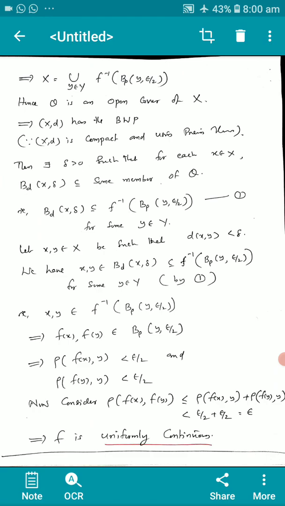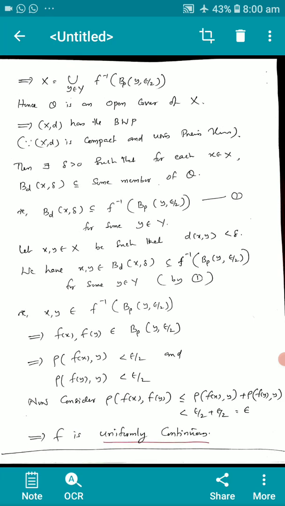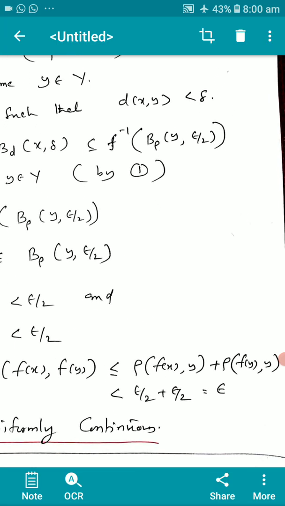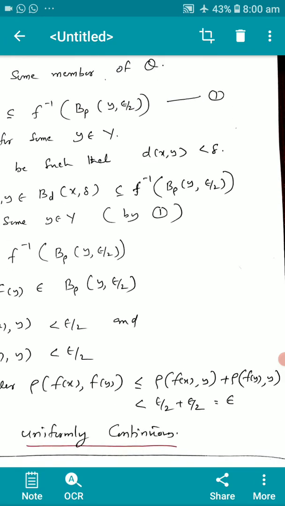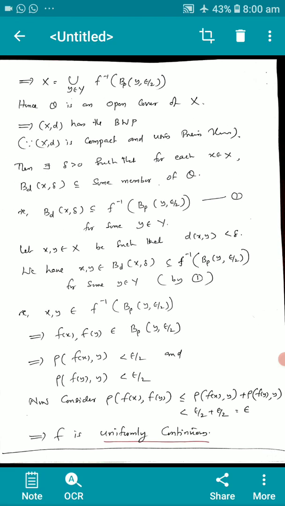That is, x, y are elements of f inverse of B_rho(y, epsilon by 2), which implies f(x), f(y) are elements of B_rho(y, epsilon by 2), or rho(f(x), f(y)) is less than epsilon by 2 and rho(f(y), f(y)) is less than epsilon by 2. Now we consider rho(f(x), f(y)), that is less than or equal to rho(f(x), y) plus rho(y, f(y)), which is less than epsilon by 2 plus epsilon by 2 is equal to epsilon. That means we are getting the definition of uniform continuity, or this implies f is uniformly continuous.